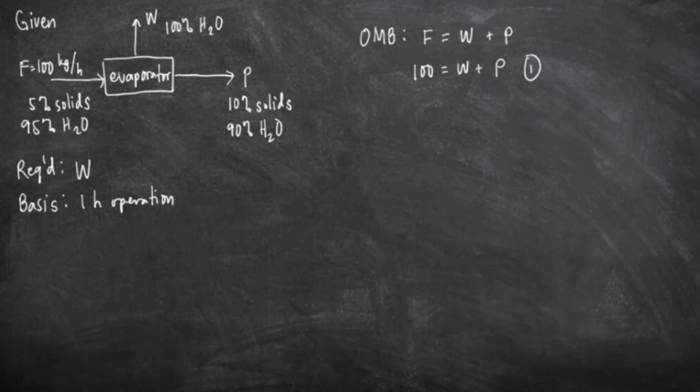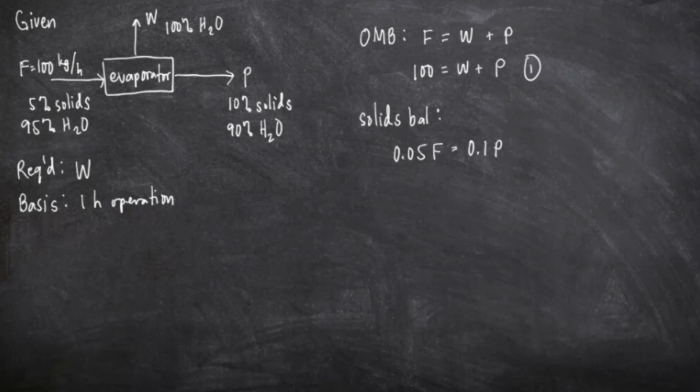For an evaporator, usually there is a tie component. If you take a look at your components, that is the solids and water, the solids is our tie component since it enters on the feed stream only and exits on the product stream only. It enters on one stream and exits on one stream. Performing the solids balance, we have 0.05 times F is equal to 0.1 times P. We are simply multiplying the mass fraction of the solids to the flow rate of the stream.